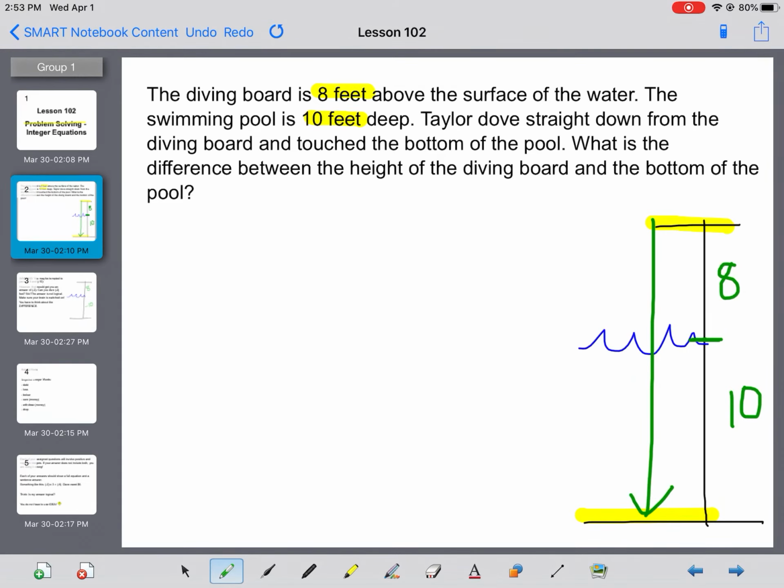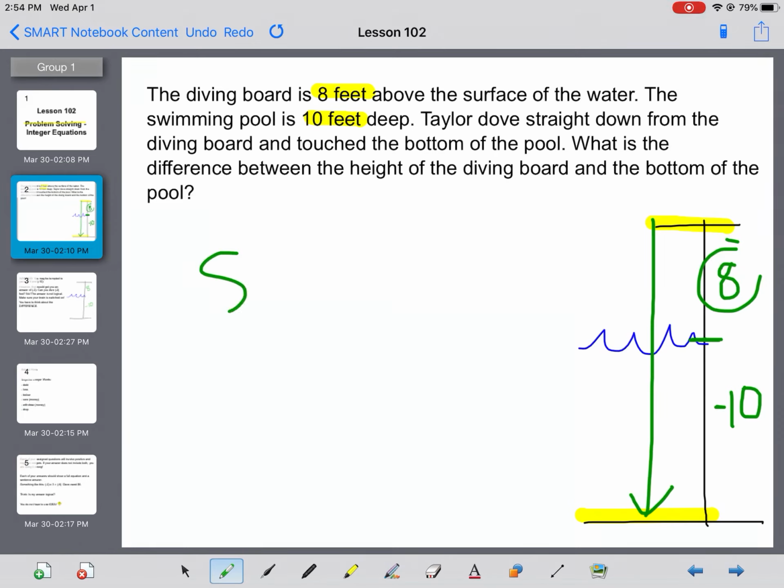We also did some talking about how positive integers would represent something above. If you think about temperature, for instance, that's the one we're most used to. You have 0 degrees, and then we have the positive numbers or the positive degrees above 0, or we have negative degrees below 0. So here's one of those above and below numbers. So we have the diving board is 8 feet above the surface of the water, so that one can stay a positive 8. However, this one down here, because it is below the surface of the water, we're going to represent it with a negative 10.